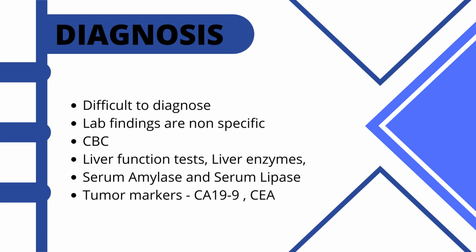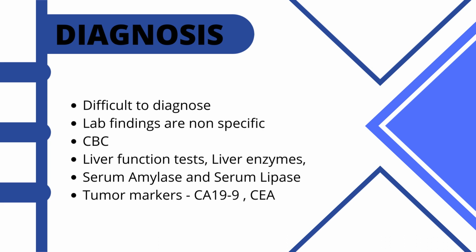So diagnosis. As we said, 80% of cases present at an unresectable stage. So that is because it is difficult to diagnose. Lab findings are non-specific, so you can do a complete blood count, liver function test, liver enzymes, serum amylase, serum lipase, and tumor markers such as CA19-9 and carcinoembryonic antigen, CEA. So when you talk about the lab findings, you may see elevated liver transaminases, bilirubin, and alkaline phosphatase levels on testing that is performed for other purposes. Then, due to malnutrition, they may have low serum albumin or cholesterol level.